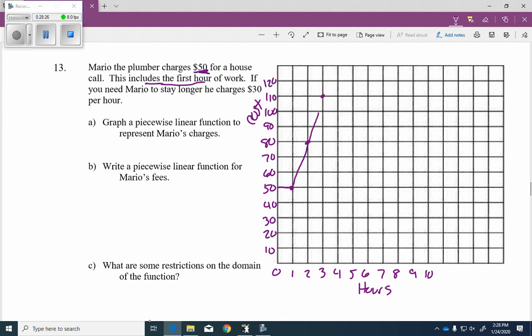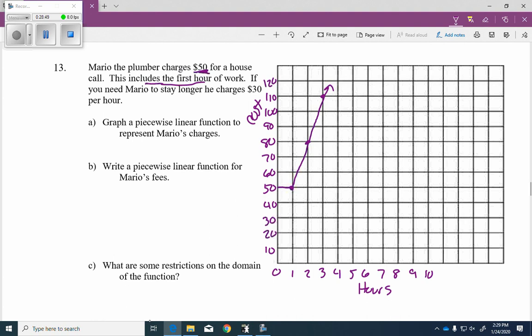On your test, it's all stated very clearly, so you don't have to guess what they are talking about. There won't be any confusion on your test. And I'm just going to put an arrow and say this is just going to continue because we don't know how many hours he's going to stay for. So it asks us to graph a piecewise linear function, and I did.